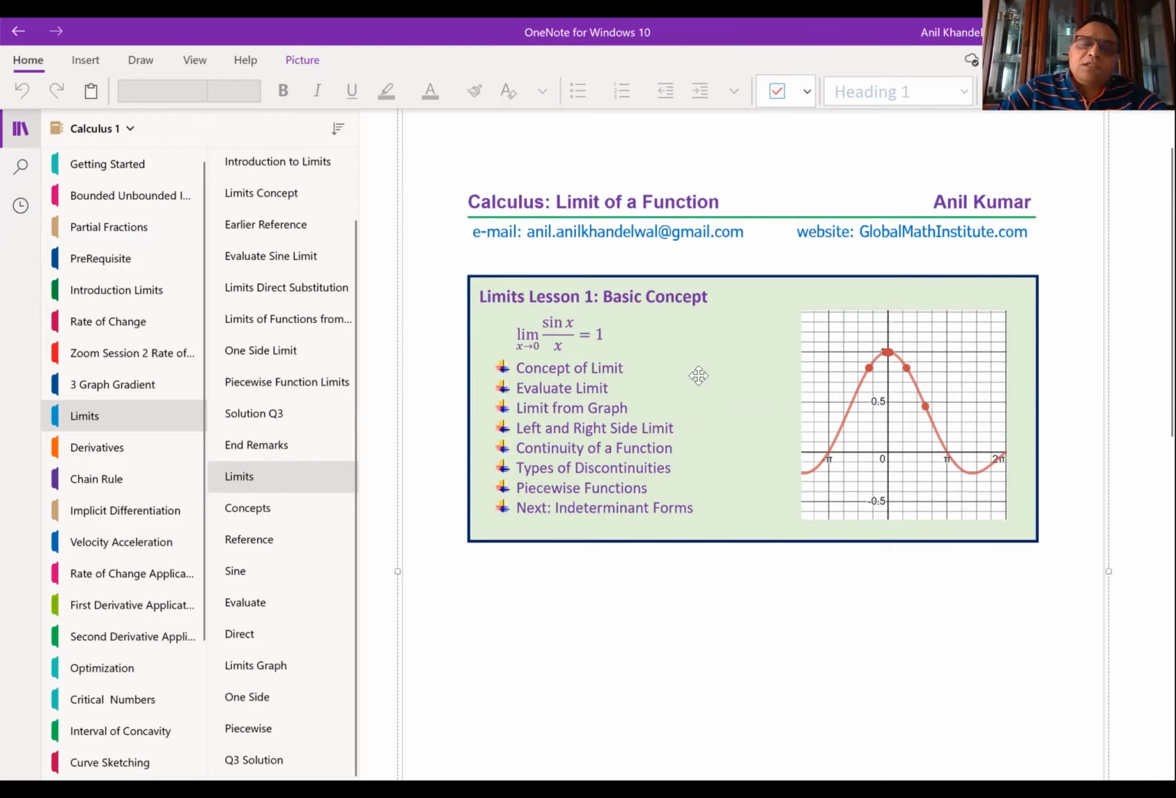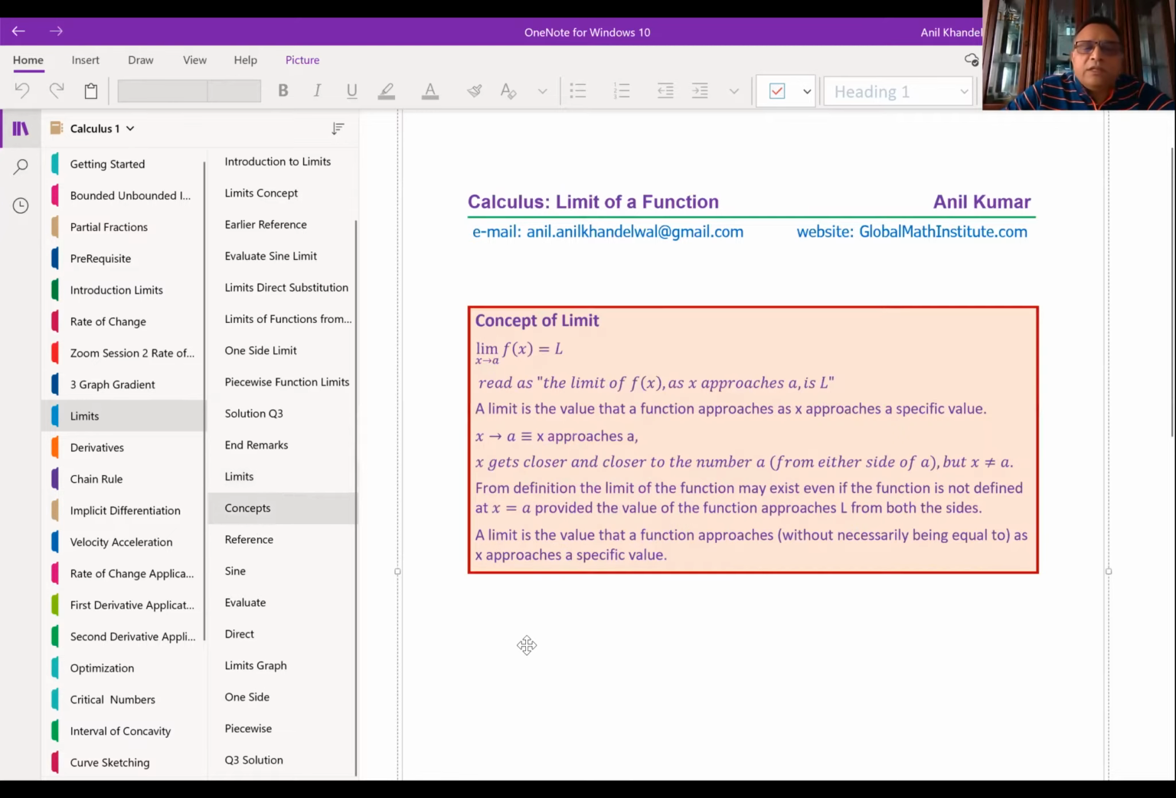So we'll begin with the concept of limits. We'll evaluate limit for the graph, and we'll see how to find the limit from the left side and the right side, since I mentioned that you have to approach from both the sides. The two sides in 2 dimensions will be left and the right. We'll see the continuity of the function. We'll also check into discontinuity. We'll work on piecewise functions. And then we actually begin with indeterminate form. We'll take more of this in the next session.